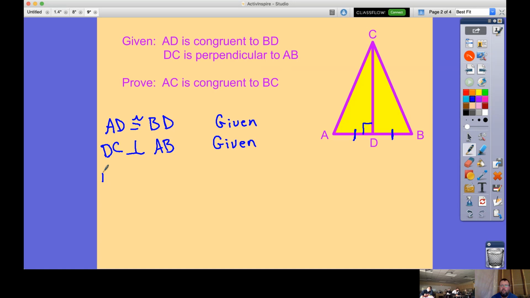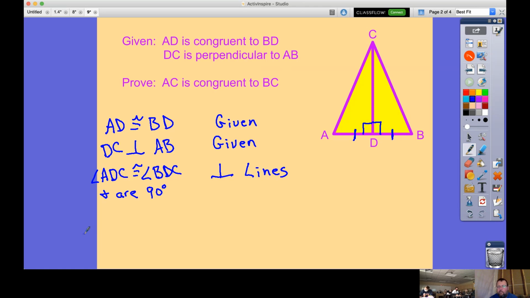We know that angle ADC is congruent to angle BDC and are 90 degrees. How do we know that? Perpendicular lines, that's it. That's all you have to say there. Perpendicular lines. Now, we know that both of those are the same.